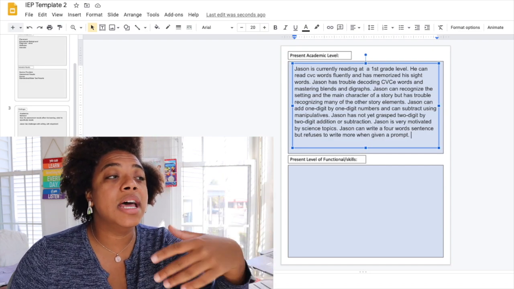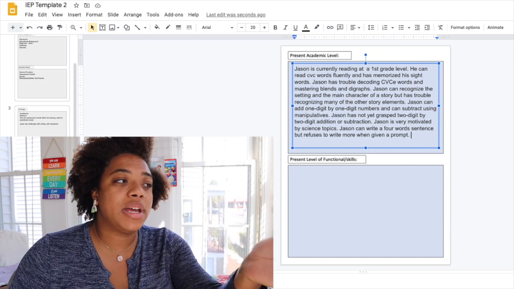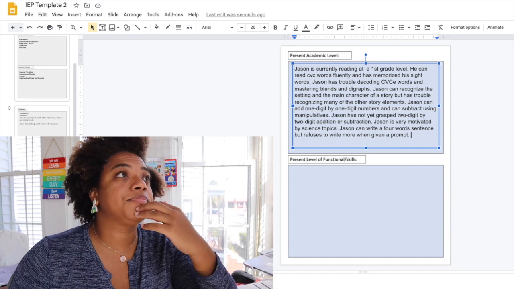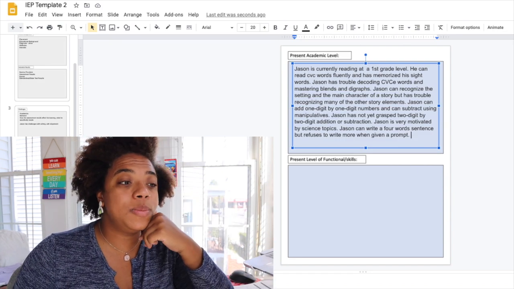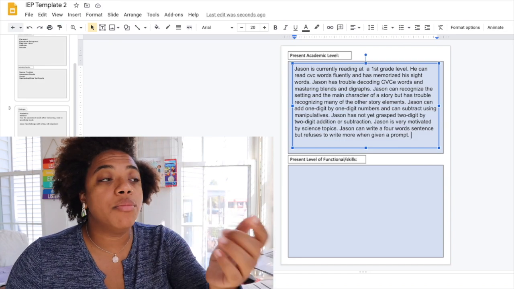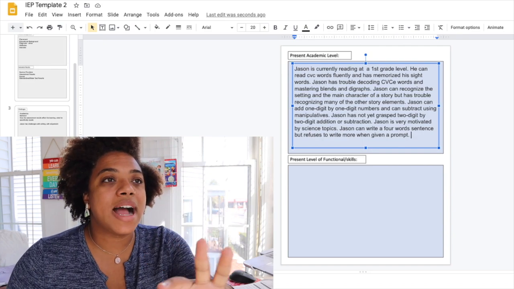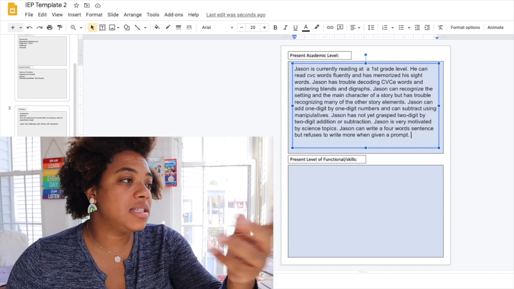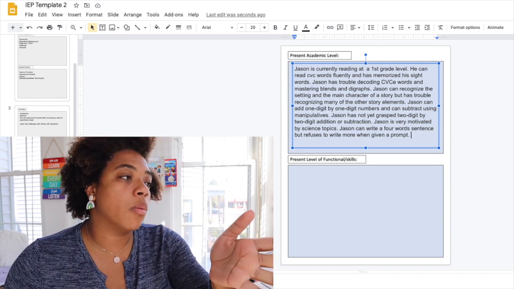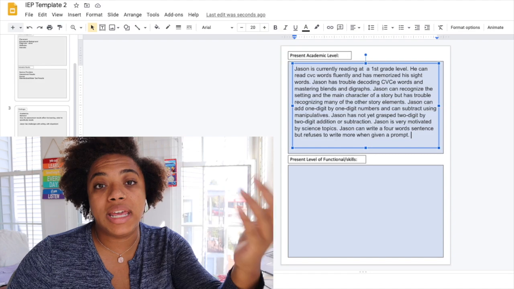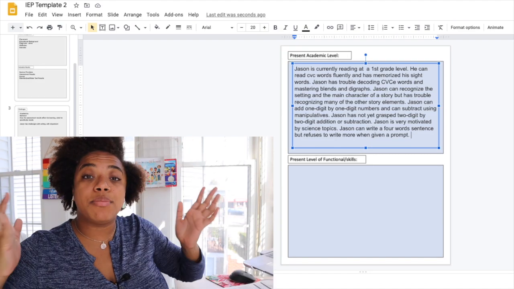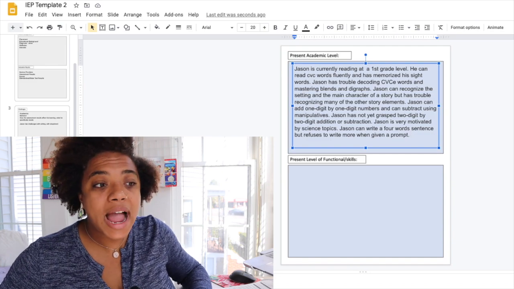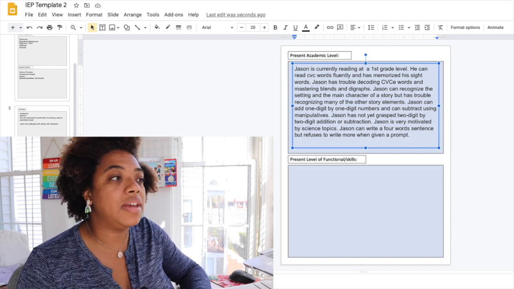Jason also can only really add 1 digit by 1 digit and subtract the same way using manipulatives, but he's just beginning 2 digit by 2 digit addition and subtraction. He's able to group things into small groups, and he's able to recognize patterns and things that are more visual, but when it comes to the actual computation, he's struggling. He really enjoys science topics. He can write up to a 4-word sentence, but refuses to write more when given a prompt. I think that is pretty much overall how he's doing, and that's pretty accurate to what we had talked about earlier in the video.